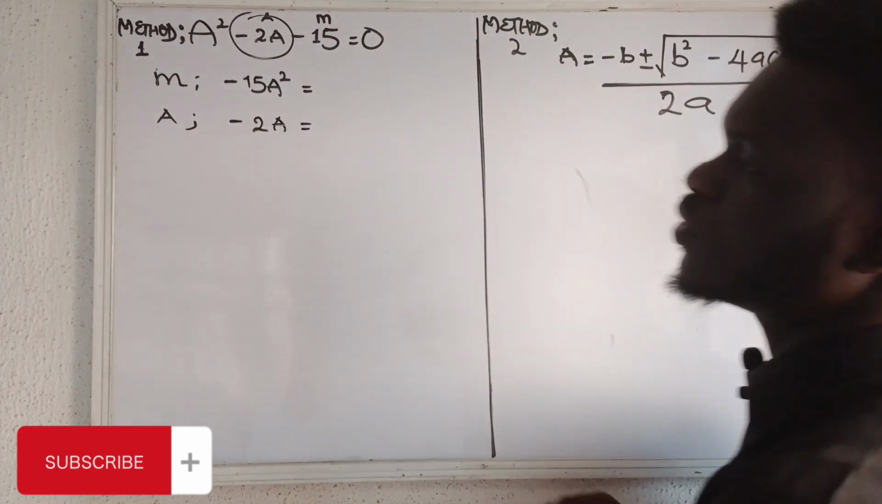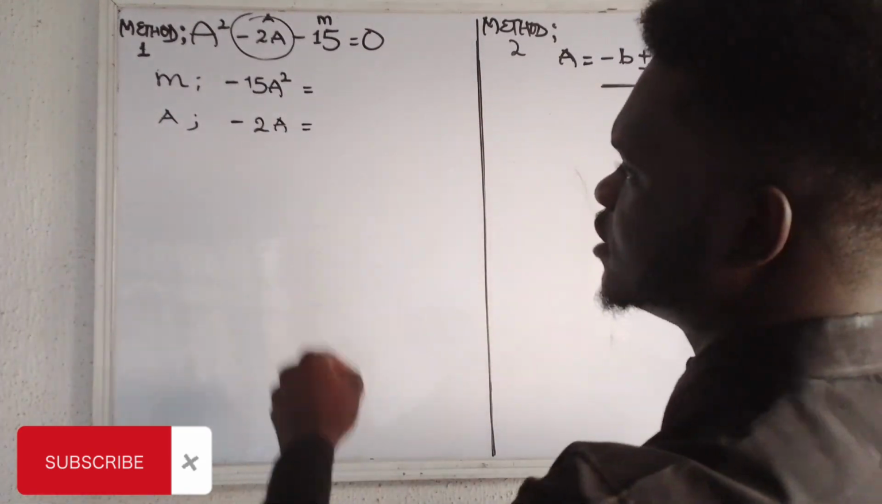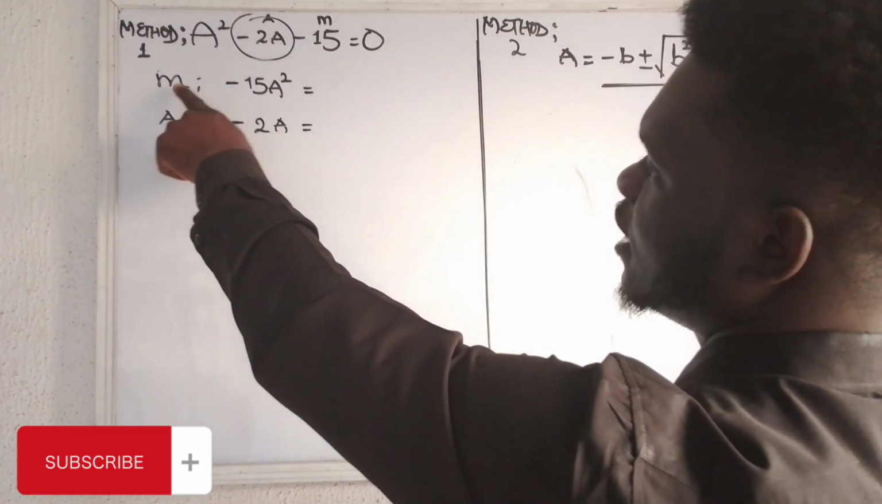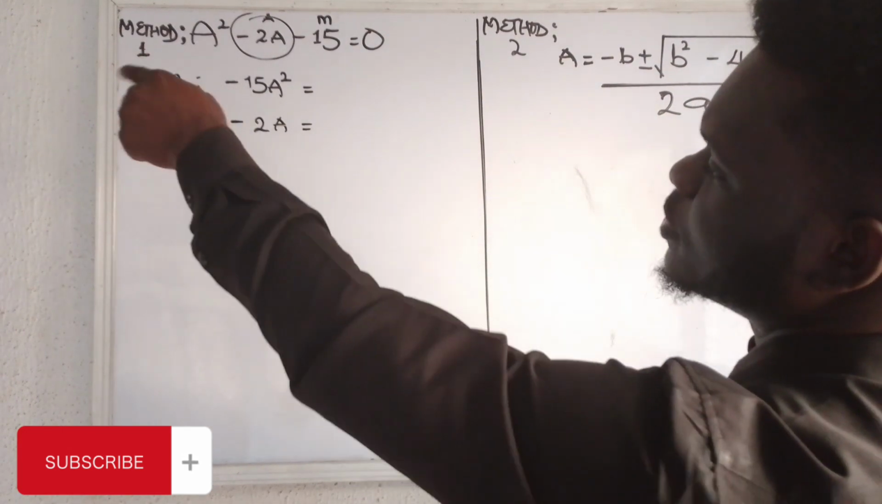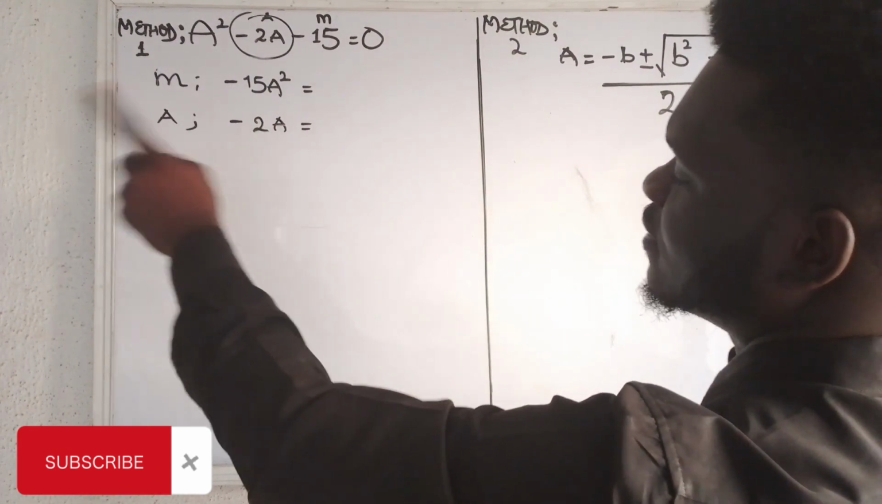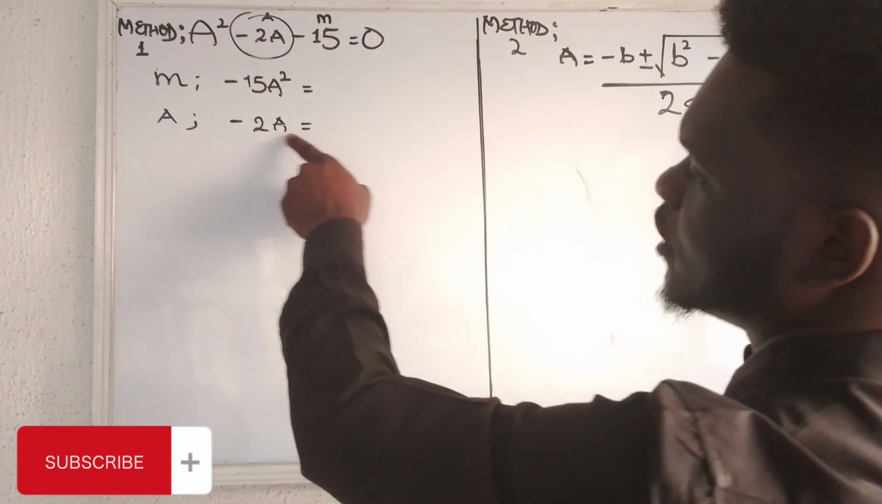So now the question here is, what are we going to multiply together and add together? That's the multiply together, and this is the add. So what are we going to multiply together that will give you minus 15A squared, and that same number will be added to give minus 2A.